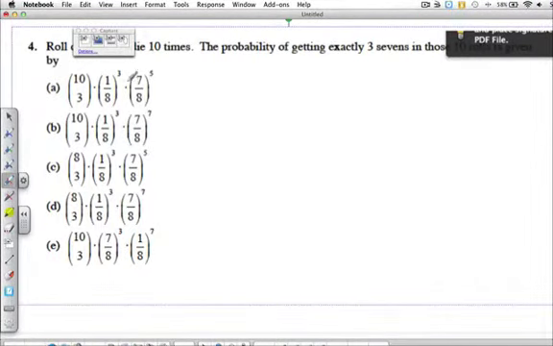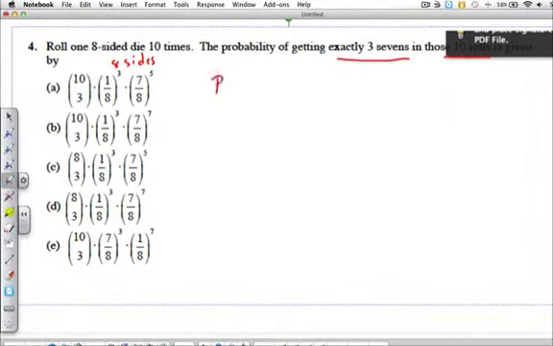All right, number 4, let's say you roll an 8-sided die. Sorry, that's covered up here by this thing. Let's say we rolled an 8-sided die 10 times. Find the probability of getting exactly 3 sevens in those 10 rolls.